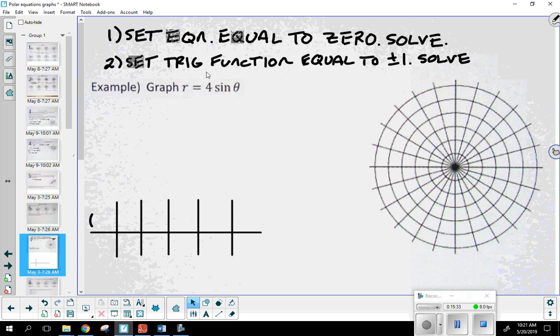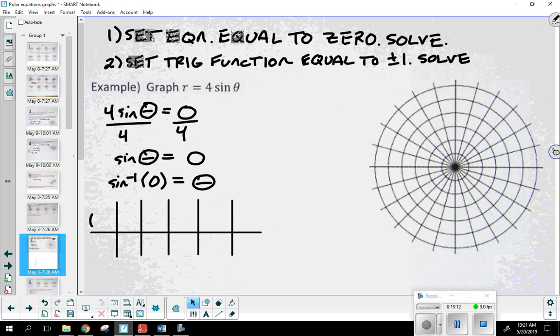Okay. So step 1, set the equation equal to 0 and solve. So 4 sine of theta is equal to 0. Okay, well, how do I solve this? How do I get rid of the 4? Just divide it out. Okay. So sine of theta is equal to 0. Remember, 0 divided by anything is 0 with the exception of 0 itself. Then it's undefined. Now, how am I going to find theta? What do I have to do to sine? We have to take the inverse. So sine inverse of 0 is going to give me theta.